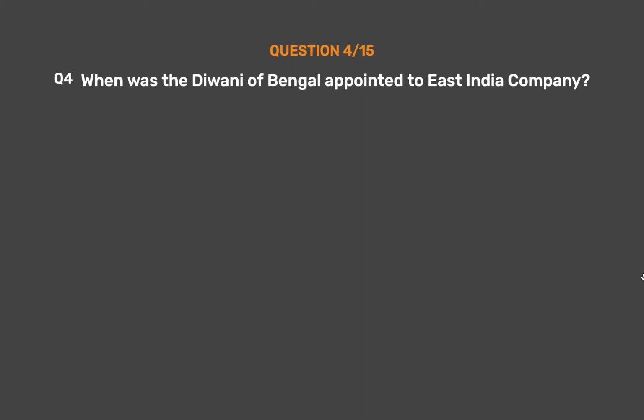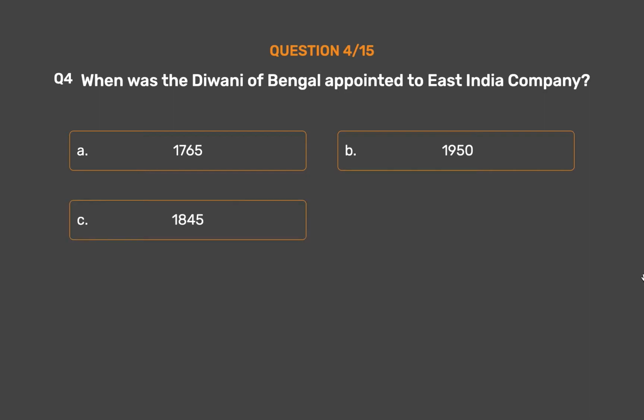Question number 4. When was the Diwani of Bengal appointed to East India Company? Option A. 1765. Option B. 1950. Option C. 1845. Option D. 1763.